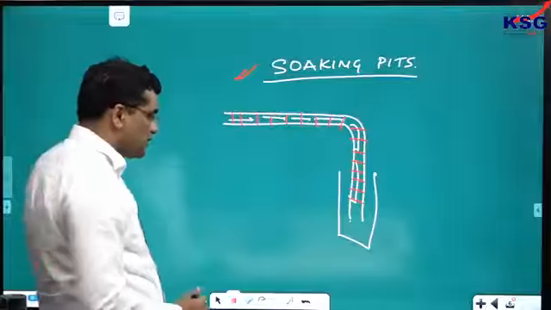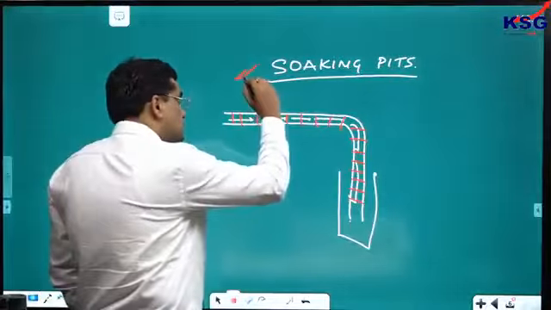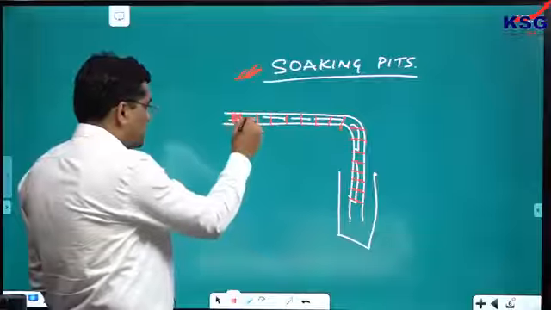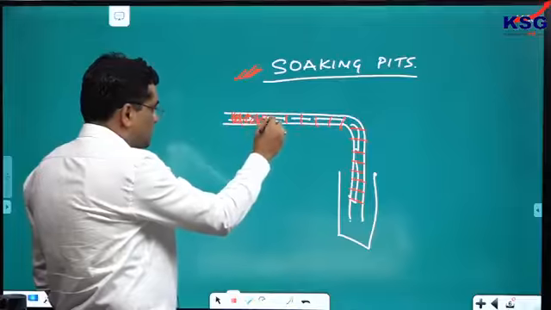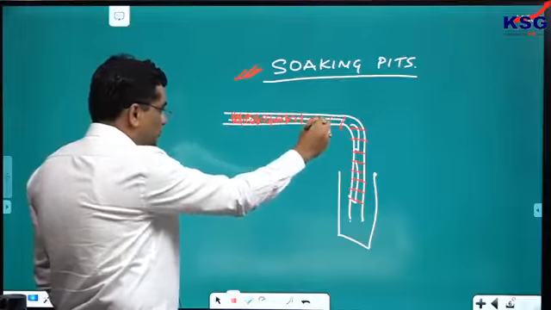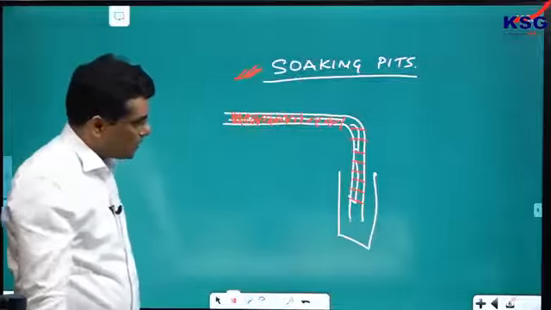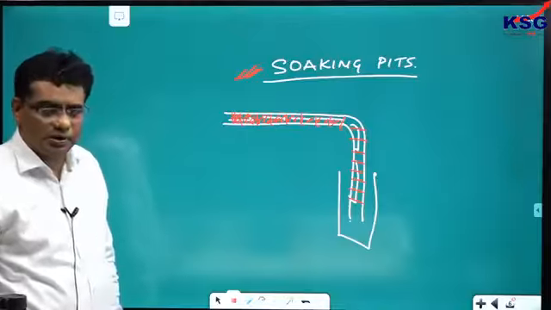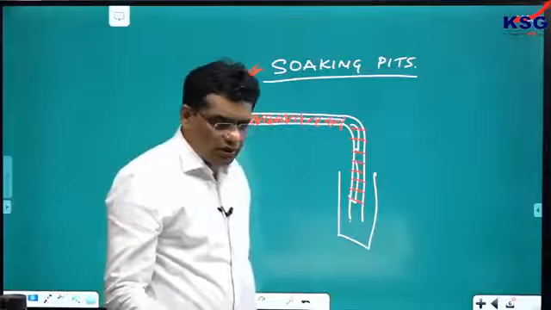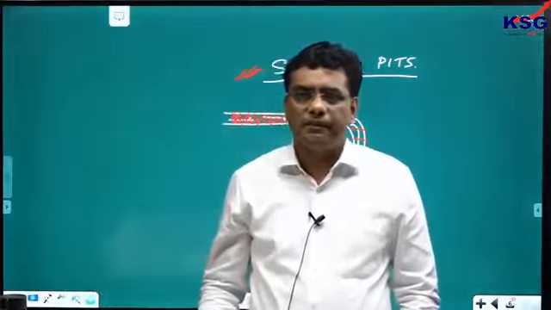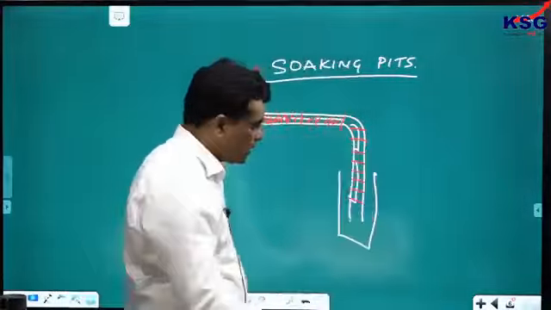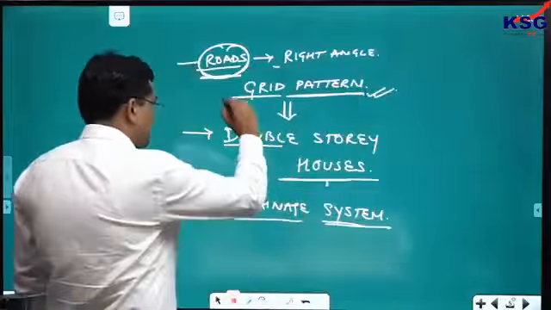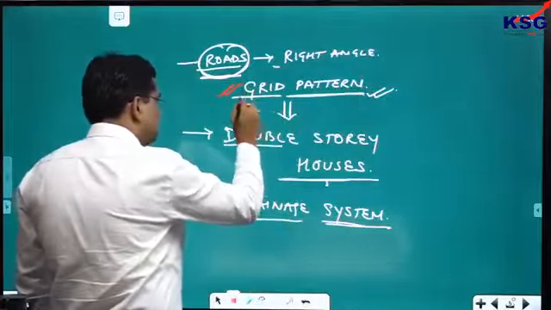What I said, the drainage system was an excellent achievement of the Harappan civilization. Drains were covered with slabs so that nobody can fall in the pot holes, and thereafter the drain was underground. This is called soaking pits. So this is the structure of the town planning, and I told you that it is a grid pattern of town planning.